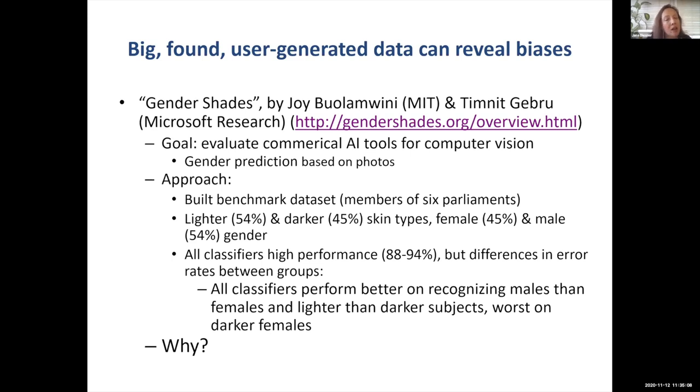So let's pause here for a second and think about why is that? Why are these tools giving us different results or accuracy or reliability for different types of people? It's a good question to ask. And that gets us a little bit more to other types of biases.